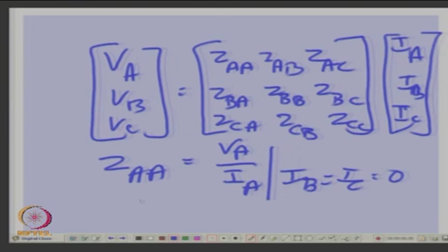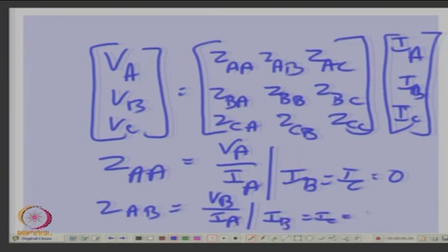simple with this definition. What will be ZAB? VB by IA when IB equal to IC equal to 0, isn't it? So, I hope this is a basic circuit concept, right. So, whatever the voltage due to the B winding due to A current, you call it ZAB, okay.